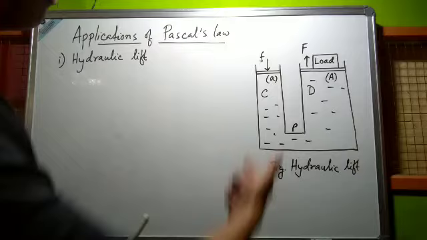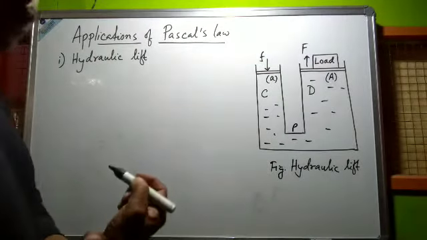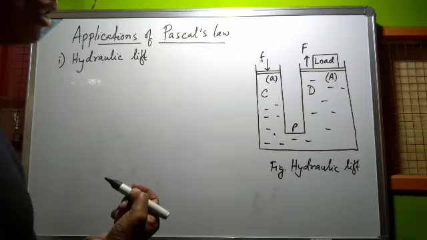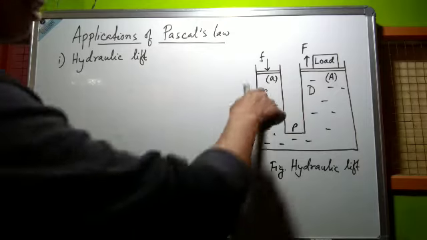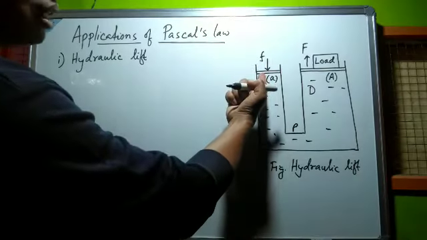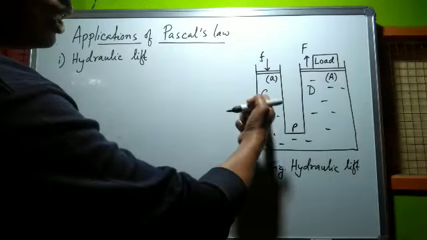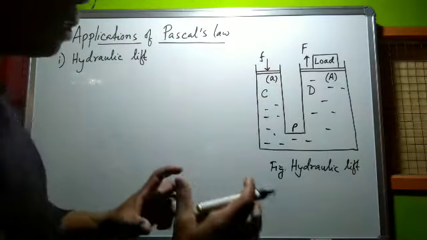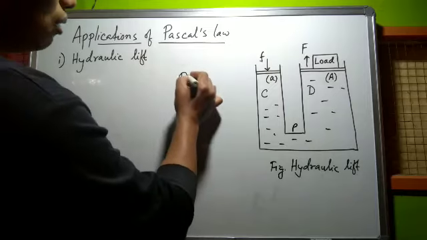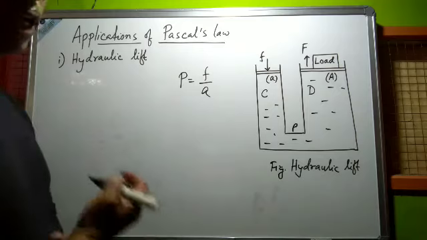Here small m represents the small external force applied on the piston in the smaller cylinder C. Then the pressure on the liquid in cylinder C is P equal to m by a. Pressure is force by area.